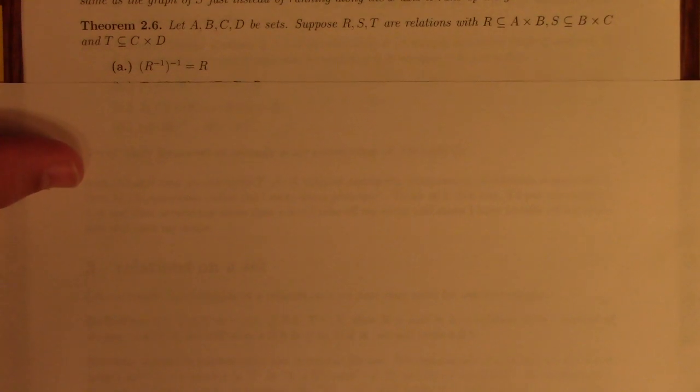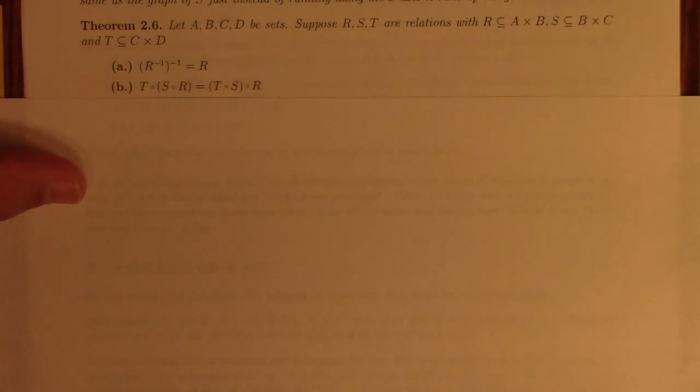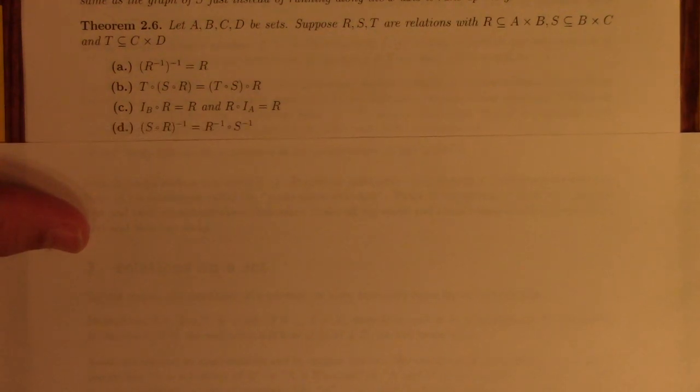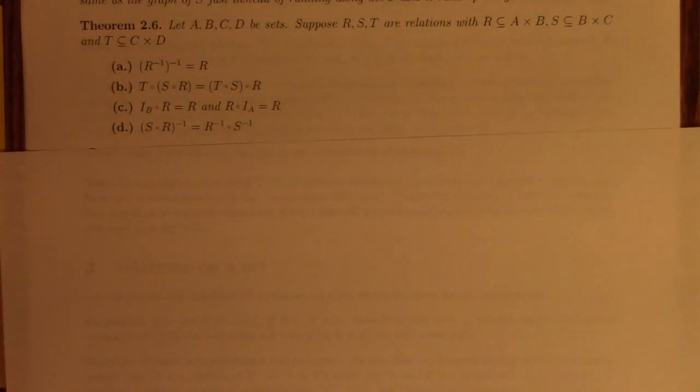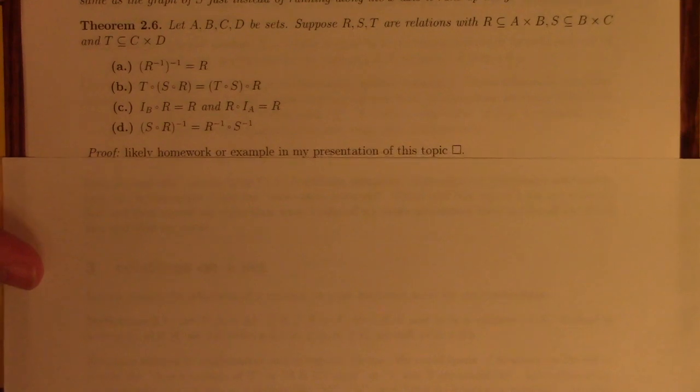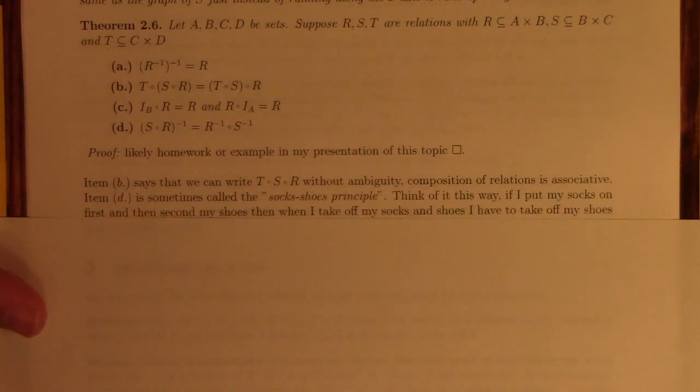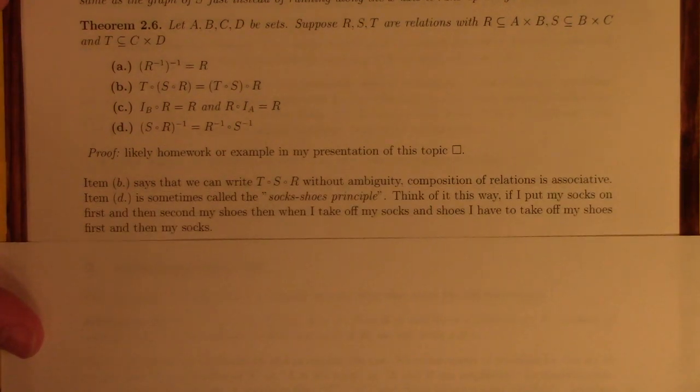The inverse of the inverse is the relation again. Composition of relations is associative. You can use the identity relations and just get back where you started again. And finally, the sock-shoes principle says that S composed with R inverse is R inverse composed with S inverse. So I would probably make these homework examples. We could probably prove one of these here in a second, but I'll just say a little bit more here.